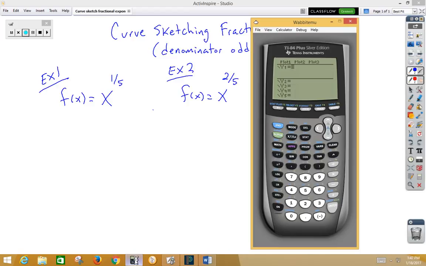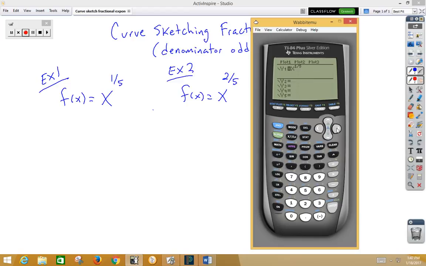So we find the x theta t key. We're going to need our exponent, so that would be under the clear button. And we're going to do 1 divided by 5. Now, if you have an old school calculator, then you might need to put that fraction inside of parentheses.